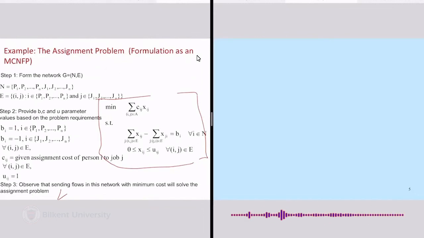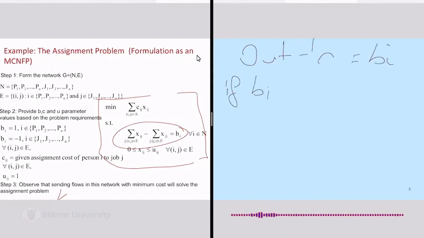Oktay, there is no second constraint. There is only one flow balance, that is out minus in equals bi. So if bi equals +1, that means that is my supply node, my person. So for persons, out, which is xij, there is no in. It equals +1, sum over j if i is in the person set.